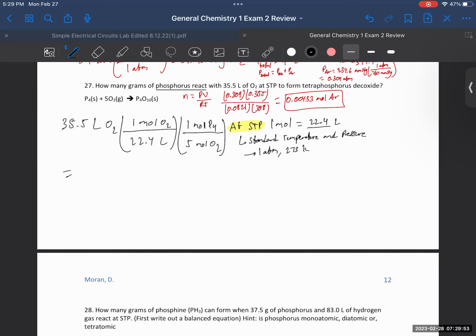So what you'll do is convert: 35.5 divided by 22.4. And then you divide that by 5. And then you get an answer of 0.32 moles of P4. And is this the moles of P4 that we started with or that reacted? What was that? Reacted. Why is it reacted?